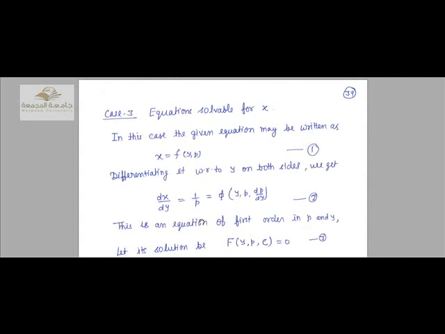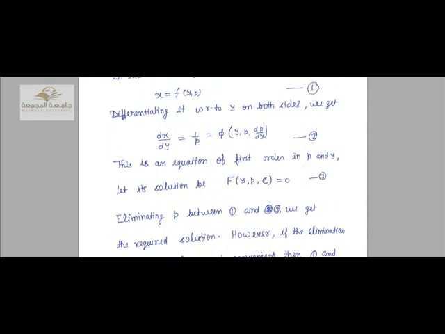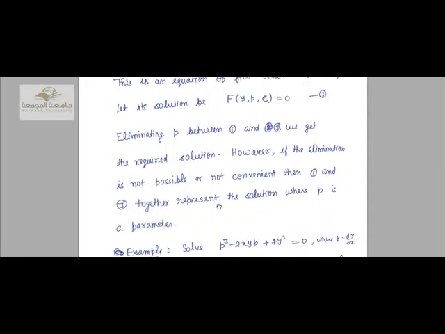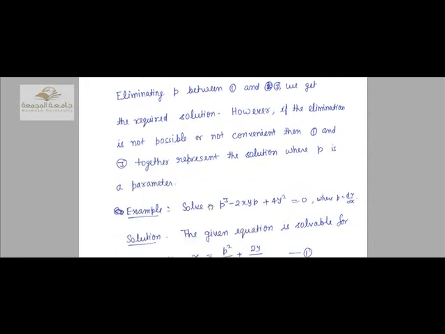Now case third, equation solvable for x. In this case the given equation may be written as x = f(y, p), equation number 1. Differentiating it with respect to y on both sides, we get dx/dy = 1/p = φ(y, p) dp/dy, equation number 2. This is an equation of first order in p and y. Let its solution be f(y, p, c) = 0, equation number 3. Eliminating p between 1 and 3, we get the required solution. However, if the elimination is not possible or not convenient, then 1 and 3 together represent a solution where p is a parameter.